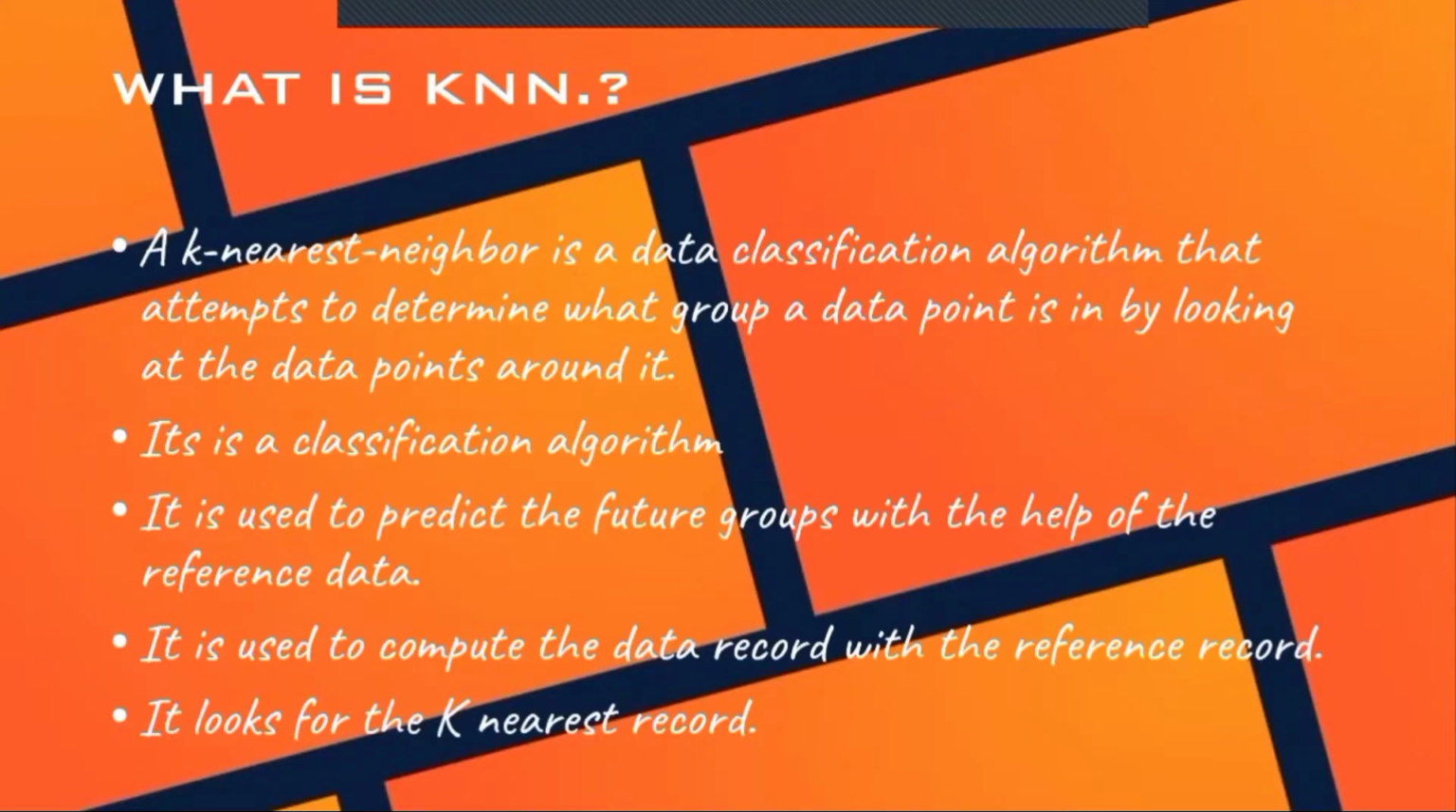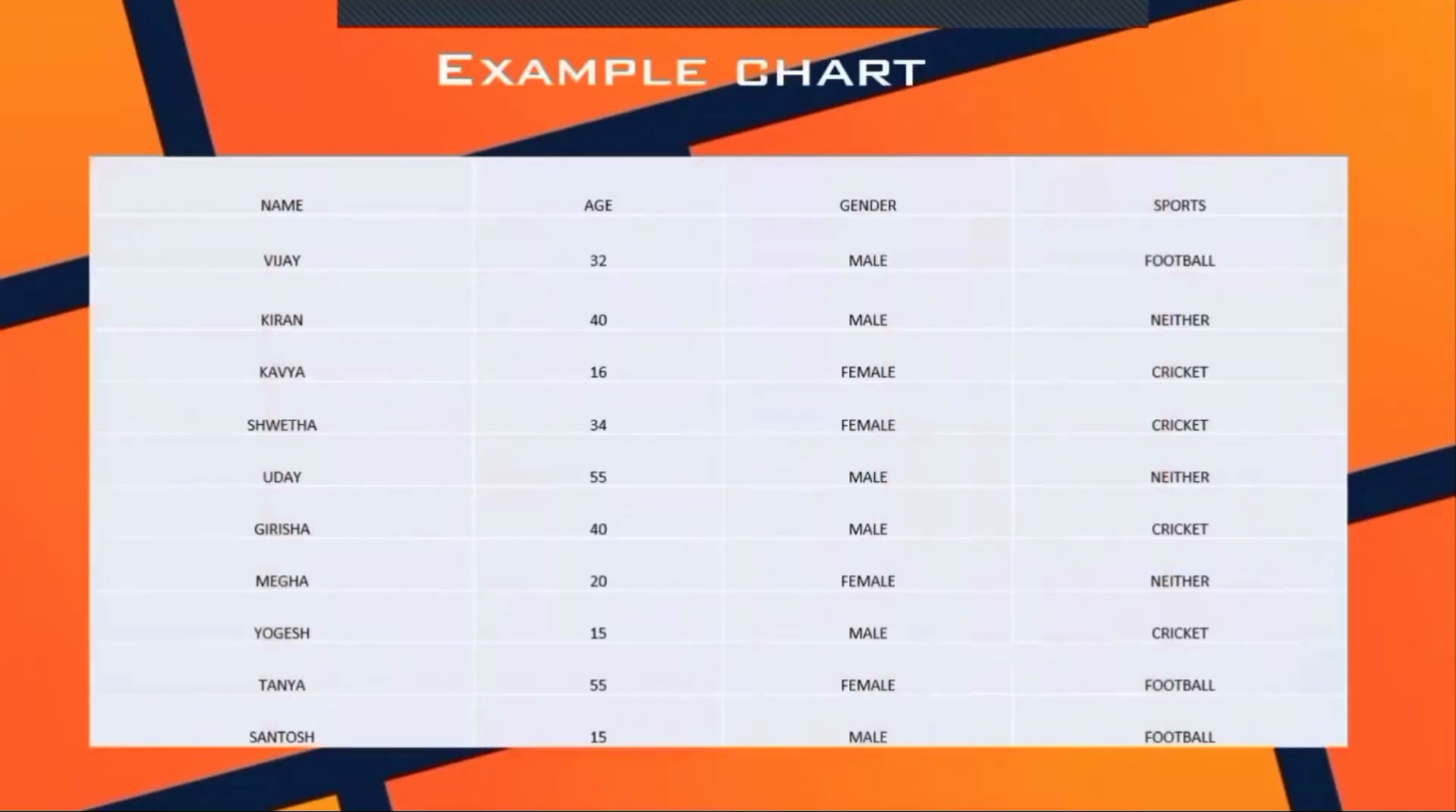If you want to know the in-depth details about this, you can clearly see here. This is an example chart. Assume these are the 10 people: Vijay, Kiran, Kavya, Shweta, Uday, Girish, Megha, Yogesh, Tanya, and Santosh. In the next columns, I have listed the ages, followed by gender, followed by sports. By analyzing this data, I'll be predicting your favorite sport.